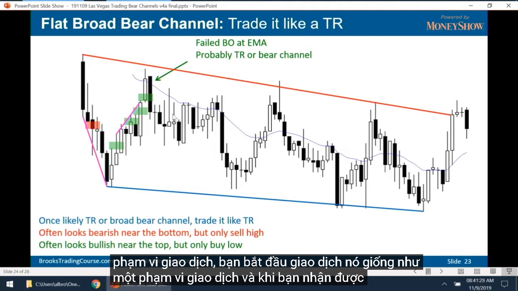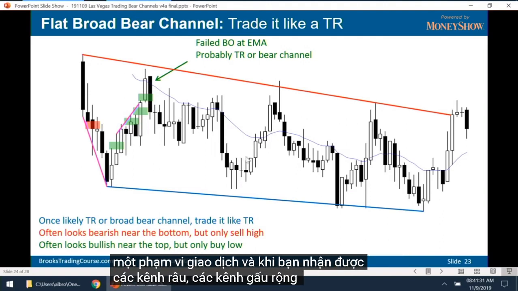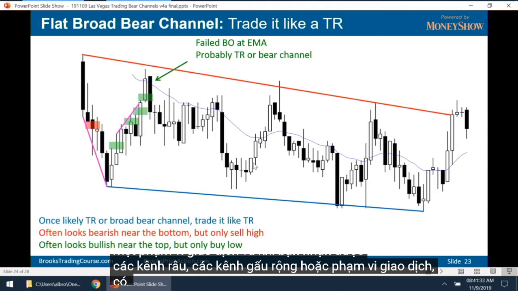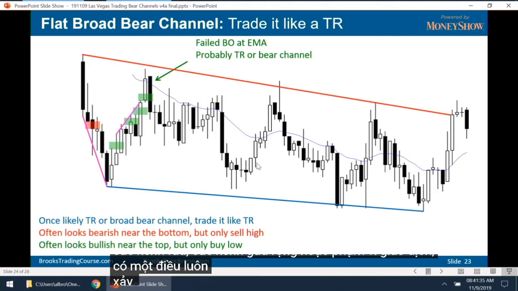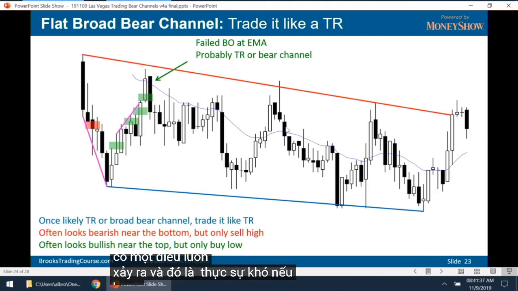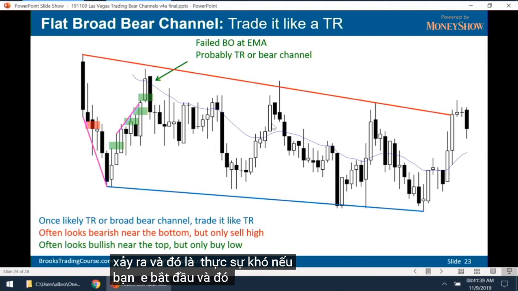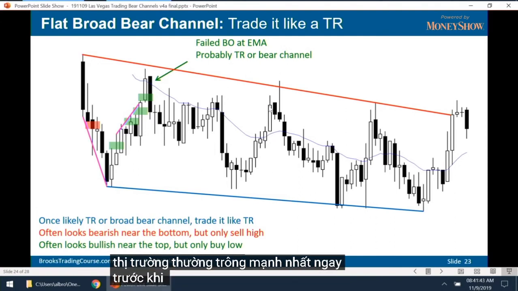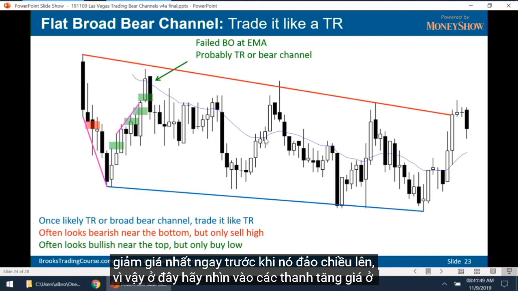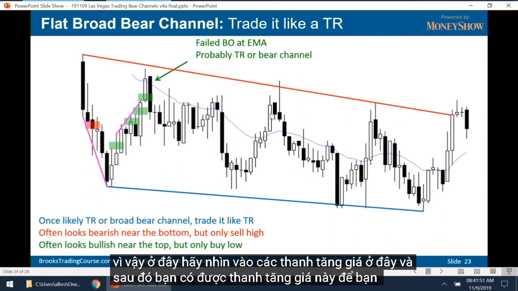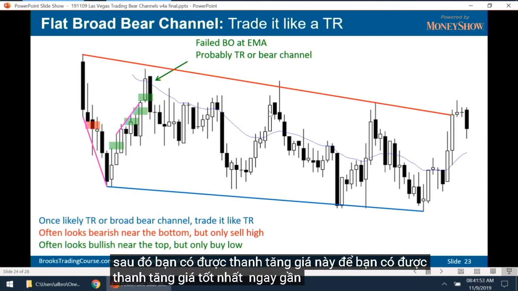And when you get bear channels, broad bear channels, or trading ranges, there's one thing that happens all the time, and it's really hard if you're starting out, and that is the market often looks strongest right before it reverses down, and looks most bearish right before it reverses up. So here, look at the bull bars here, and then you get this bull bar. So you get the best looking bull bar right near the top.